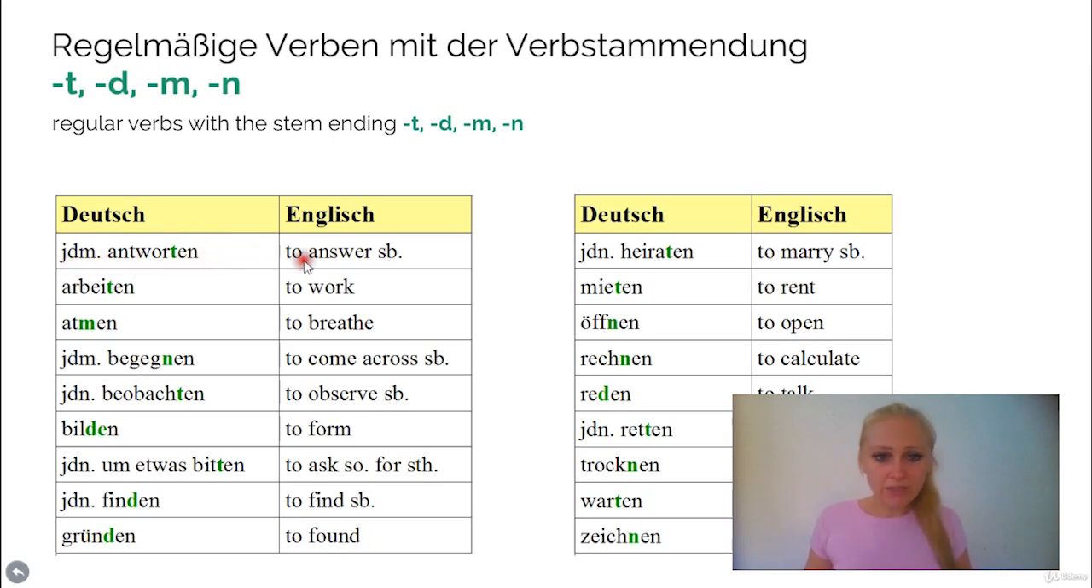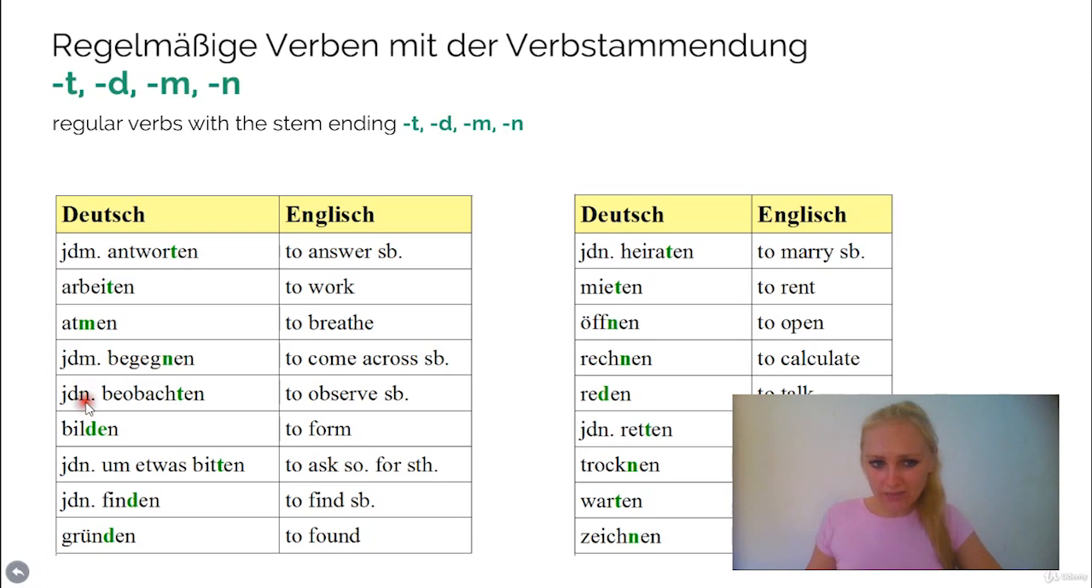Okay, antworten, to answer, arbeiten, to work, atmen, to breathe, jemandem begegnen, to come across somebody, jemanden beobachten, to observe somebody, bilden, to form. Just before we continue, here is written JDM and here JDN, just not to confuse you. This is just a list.